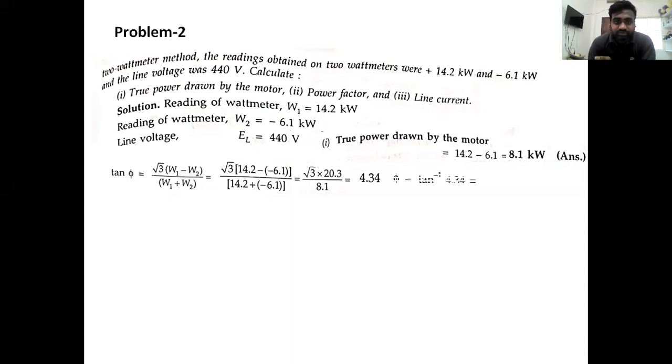So from that, we need to find the value of phi. Tan phi is equal to 4.34, so phi is equal to tan inverse of 4.34. What is the value of phi? Respond in the chat.